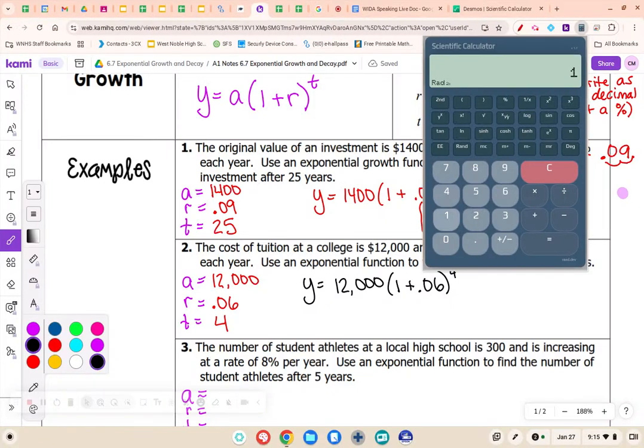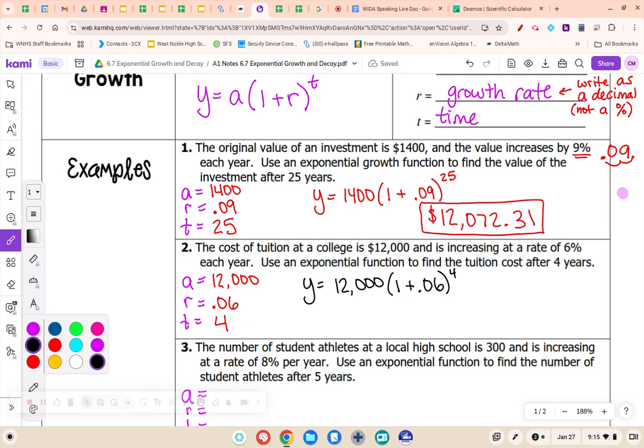So we have 1 plus 0.06. Now we have 1.06, sorry. Let me figure out how this works. To the 4th power. I think that's right. Let me check. Times 12,000. Yes. So, once you plug it in like this, or if you use Desmos, that's fine too, you'll get that your last year of tuition will cost $15,149.72.